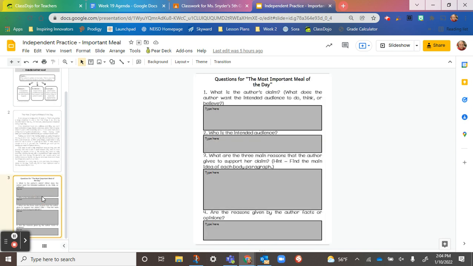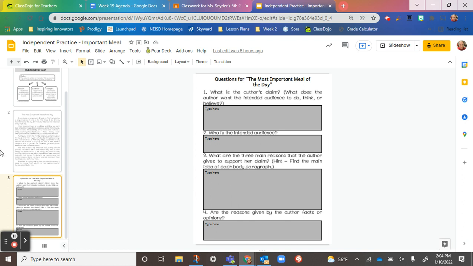And then we went through this page here talking about what is the author claiming. When you read the text, the most important meal, you can look at the introduction and the conclusion and find those parts where the author is making their claim. Then I want you to think about who is the intended audience. So the author is writing this and has a purpose. So who are they targeting? This isn't just going to be for everybody. Who specifically is this intended to be for?